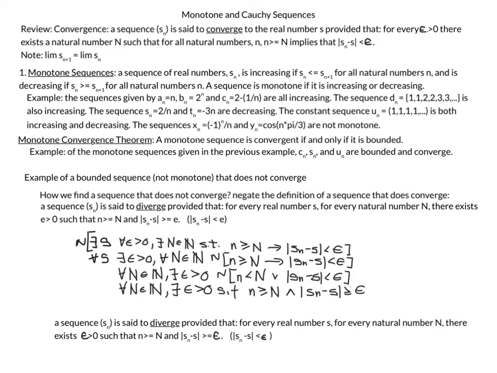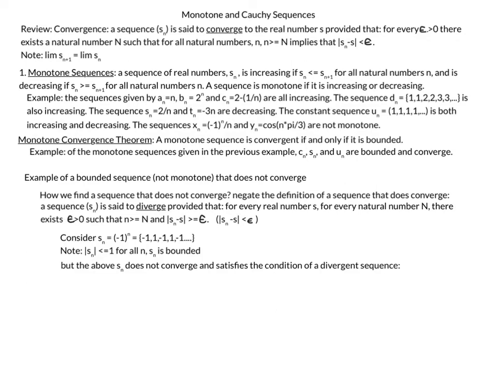N, there exists an epsilon greater than 0 such that n greater than or equal to capital N and the absolute value of Sn minus s is greater than or equal to epsilon. So maybe that was just a big exercise in negation, but now you do know how to find the definition of divergence.